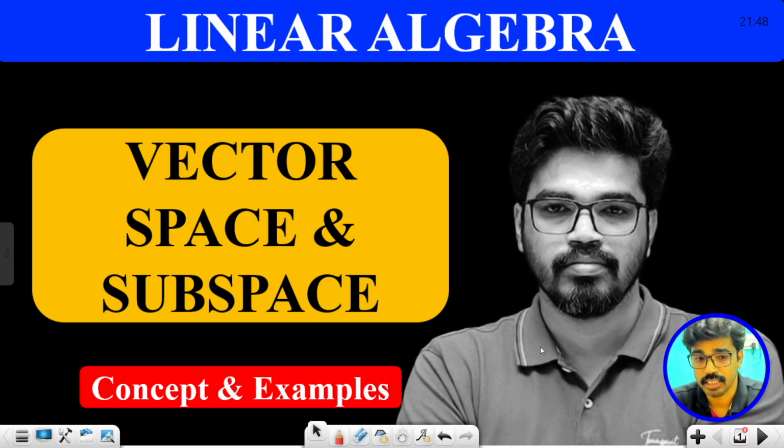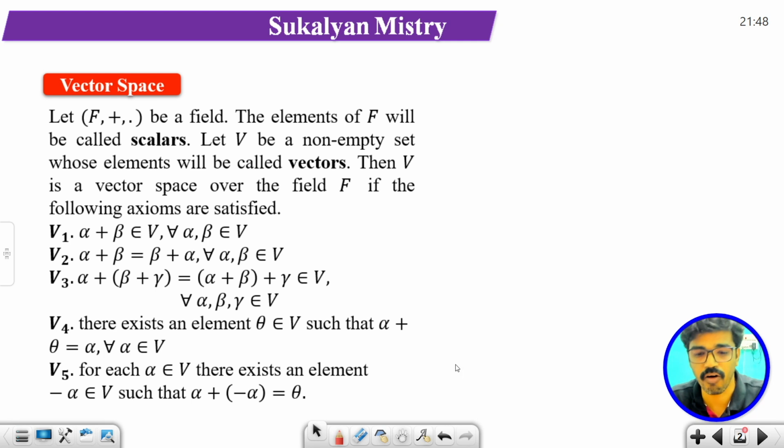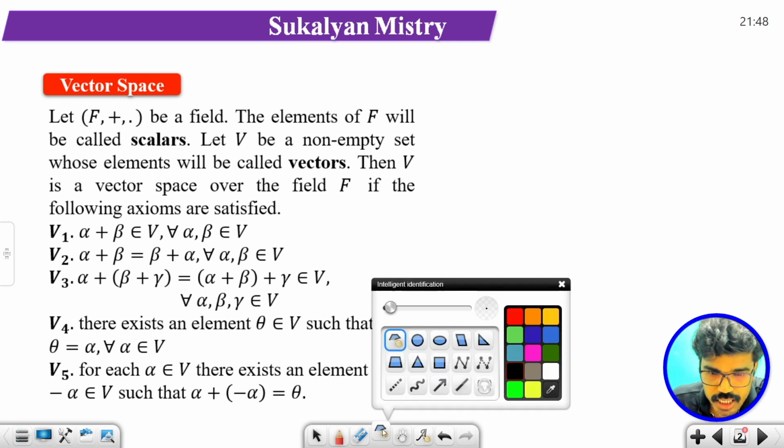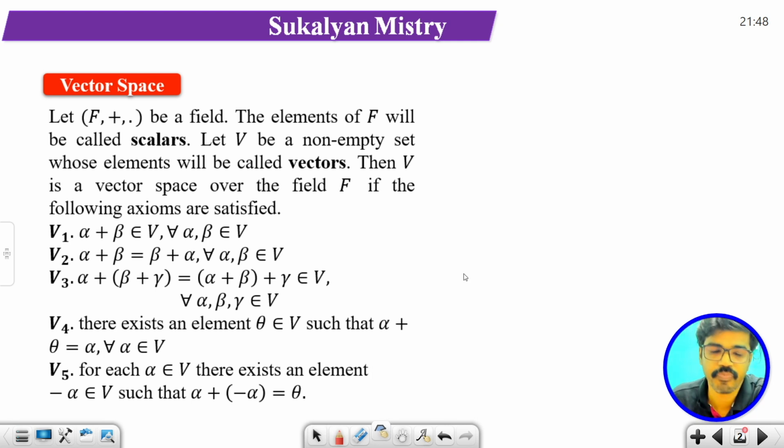So basically, আজকে আমি ডিসকাস করব vector space and vector subspace. So vector subspace, that is a very important topic. Okay, so first see the definition of vector space. What is a vector space?